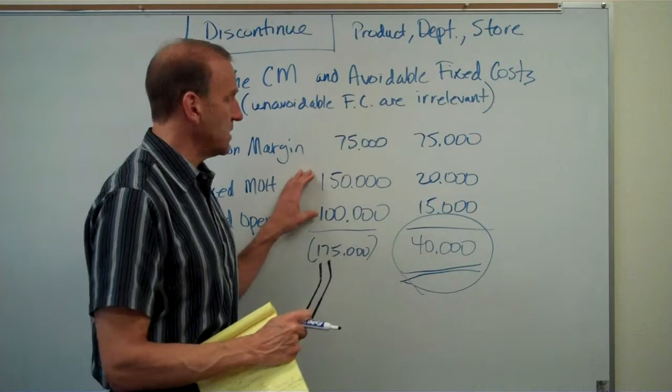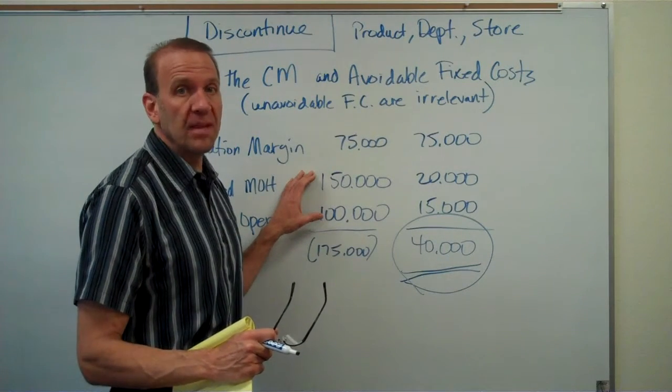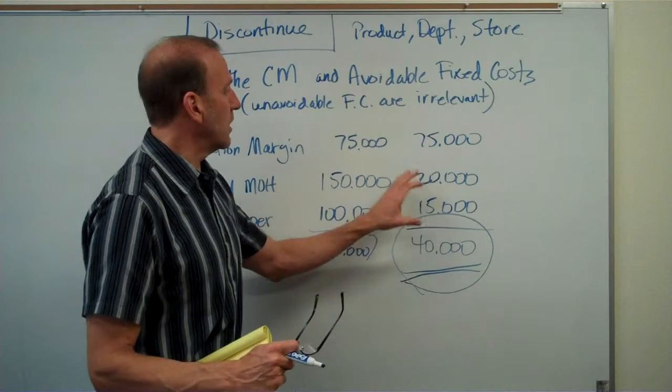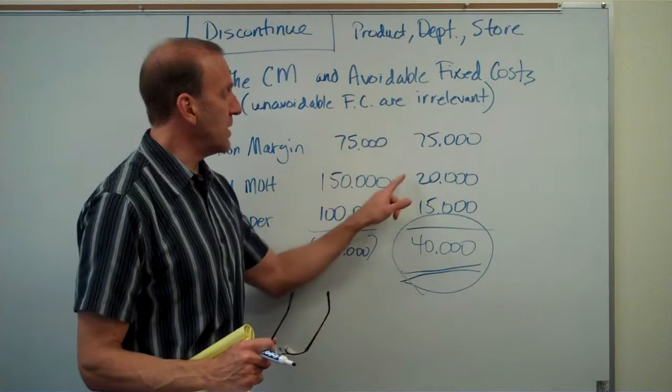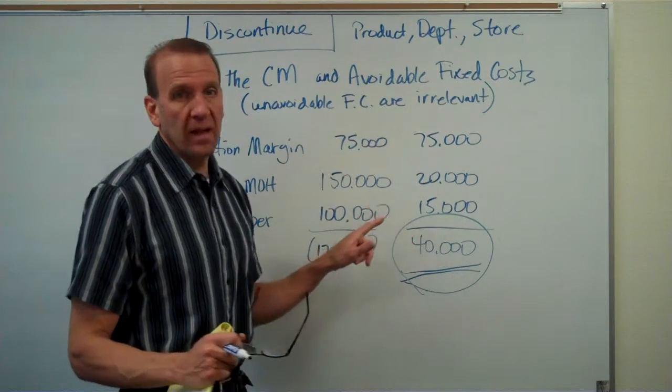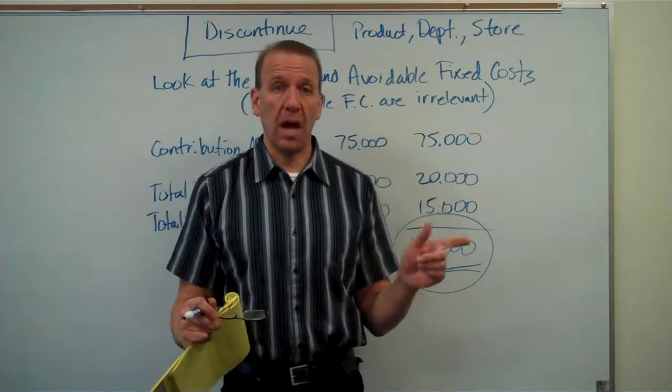Because these other costs are unavoidable, they're going to be there no matter what. These are our avoidable costs, and these are the ones that we take into consideration when we're analyzing whether to drop the product line or not.